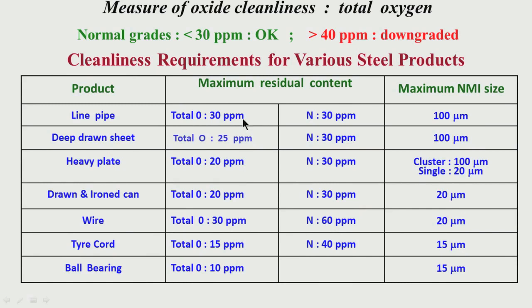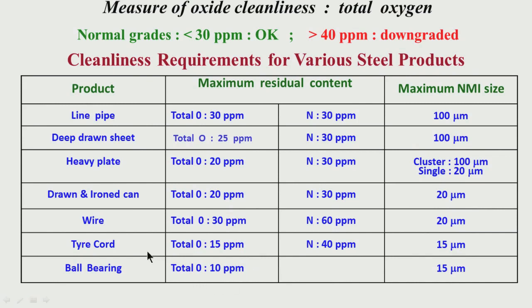If the level of oxygen is more than 20, but it is around 25 or 28 or even 29, that means slightly less than 30, maybe we can process it for line pipe, provided nitrogen also is within this range. But if the total oxygen is more than 20, it cannot be processed for heavy plate. It cannot be processed for drawn and ironed can, because here also the requirement is 20 ppm.